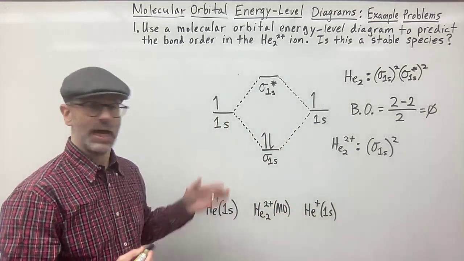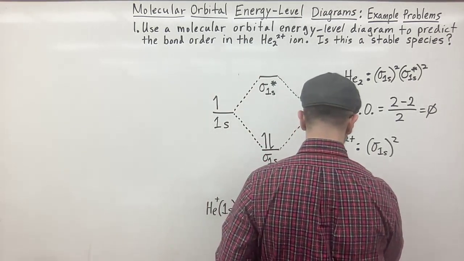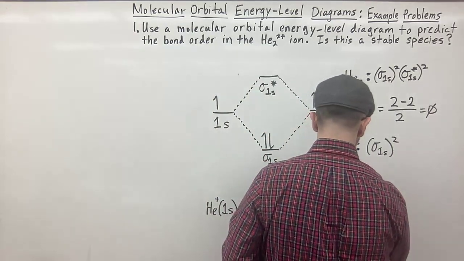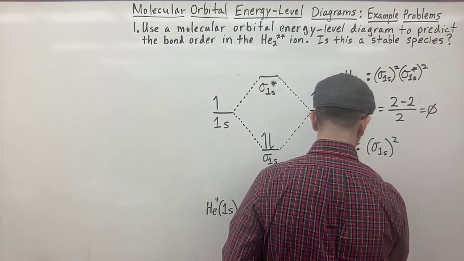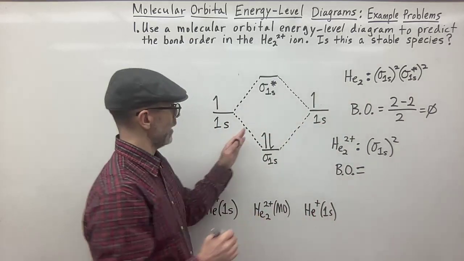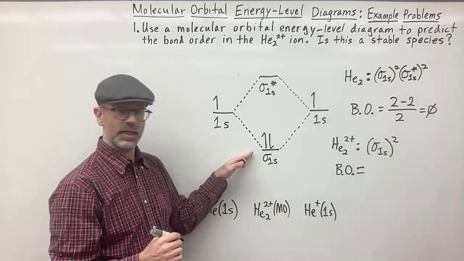And the bond order is calculated the same way. So the bond order for this one is going to be equal to, we have the 2 bonding electrons, right?